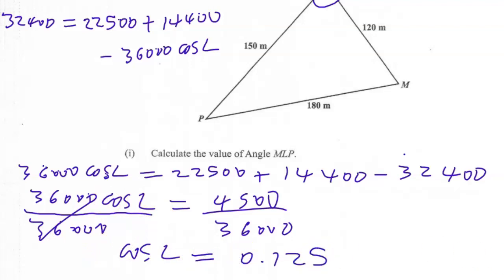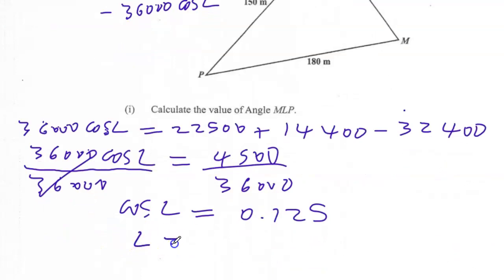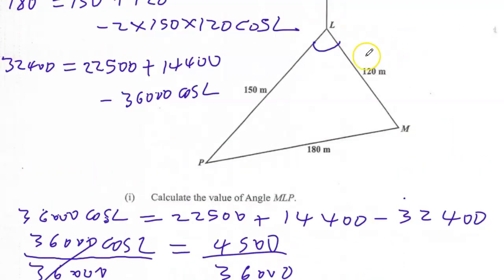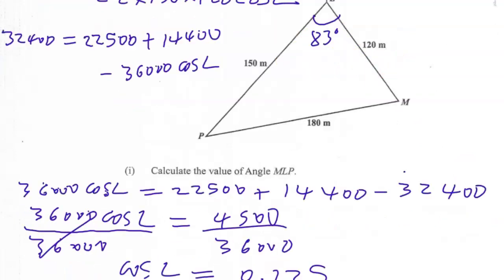0.125. So L would be cos inverse of 0.125. So L would be equal to 83 degrees to the nearest degree. So L is 83 degrees, rounded to the nearest whole number.